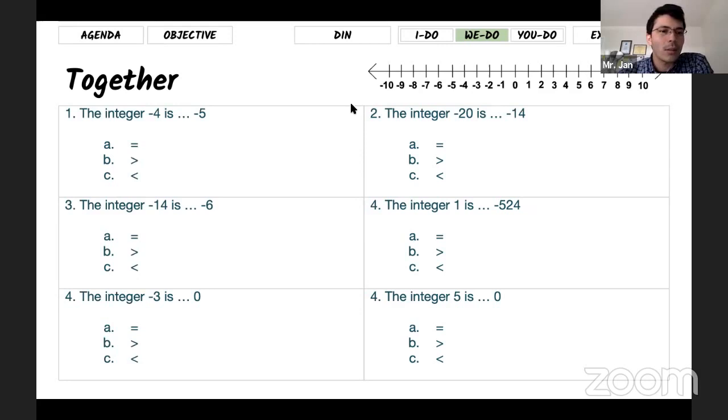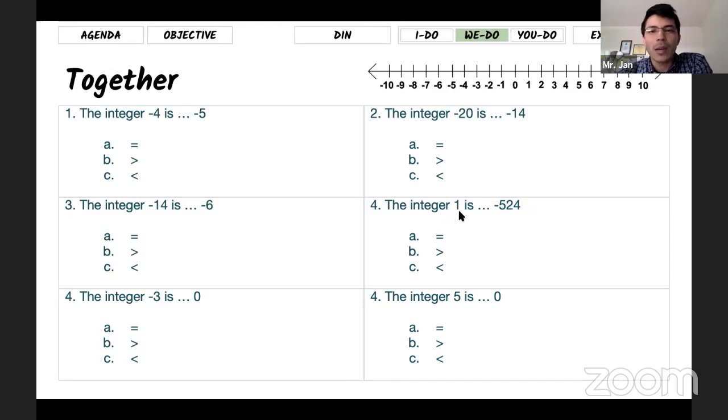Okay, so question number 3. Okay, we almost got this. Yes, you're the first one. Perfect. I have a lot of responses. Yes, it is a C. -6 will be on the right side of the -14 on the number line. Perfect. And how about this one?